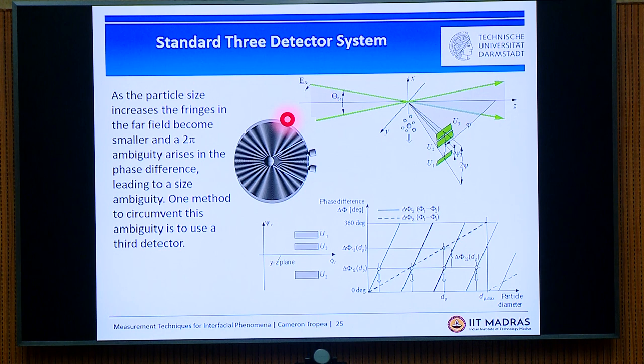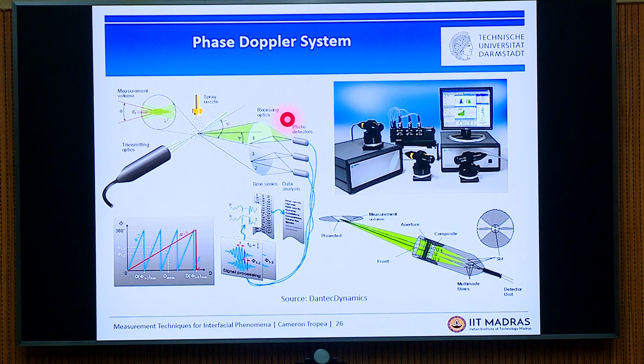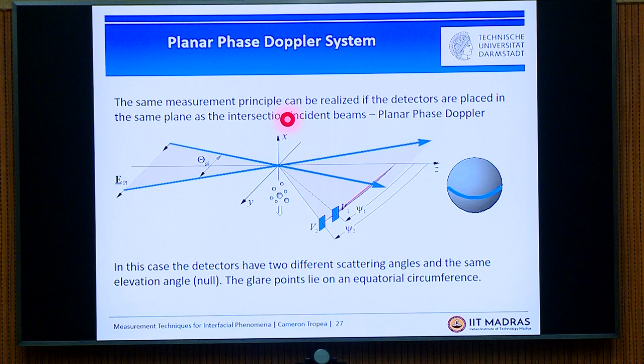Okay, and that's the system now from Dantec Dynamics. I think I've got the picture from them. So you buy these things, they cost some money, and anyway, so three detectors. There's another solution to this, and that's what we invented in 1996, and that's what Dantec usually sells.